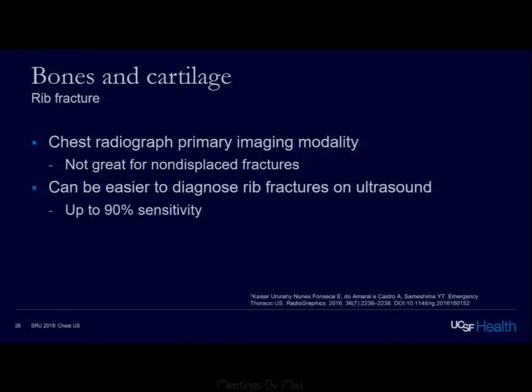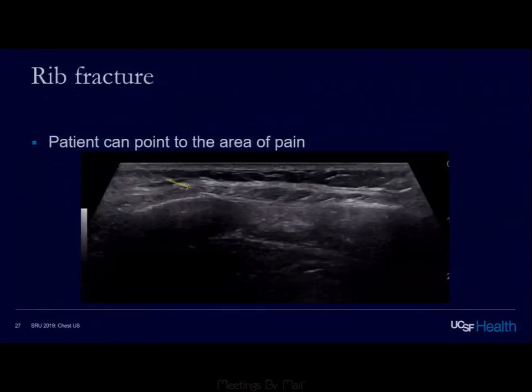It can actually be easier to diagnose rib fractures on ultrasound with pretty high sensitivity. Part of this is because the patient can tell us where the pain is. So this was a patient who reported rib trauma about 3 months ago. This was the image we got on the targeted ultrasound. You can see a tiny break in the anterior cortex of the rib, and this is the anterior rib closer to the costochondral junction.